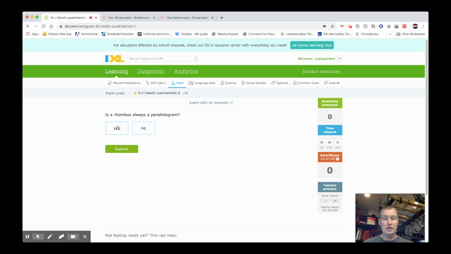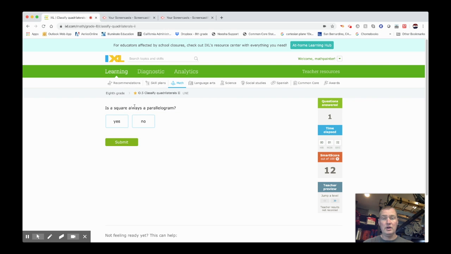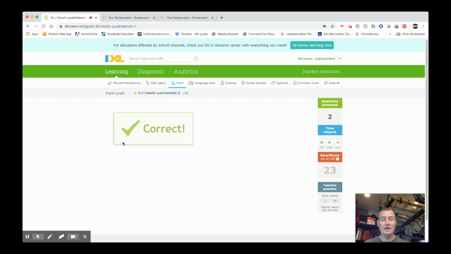And that is absolutely yes. Rhombuses are parallelograms. All right. Is a square always a parallelogram? Yes, because remember, parallelograms are where left side and right side are parallel, and squares have top and bottom parallel and left and right side parallel. So yes on that one.